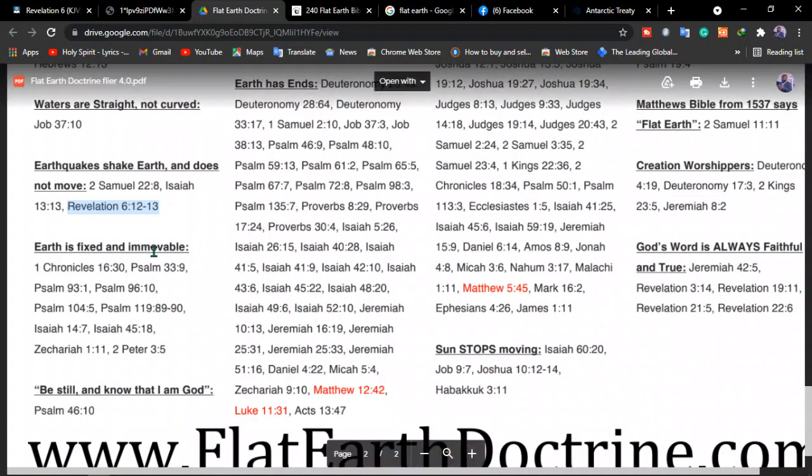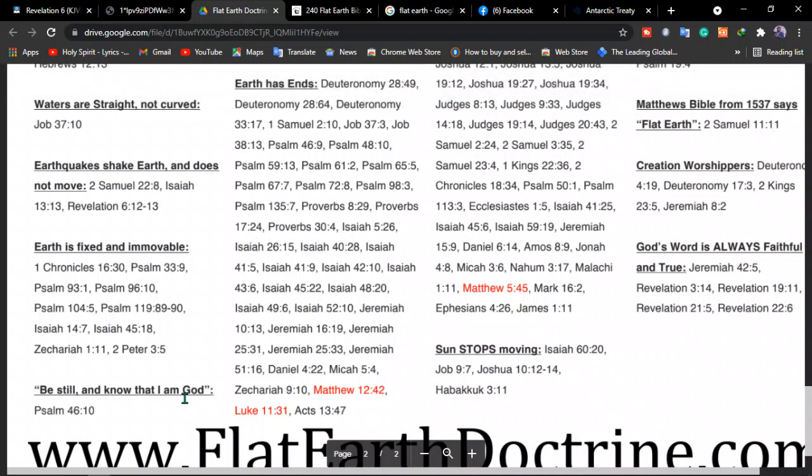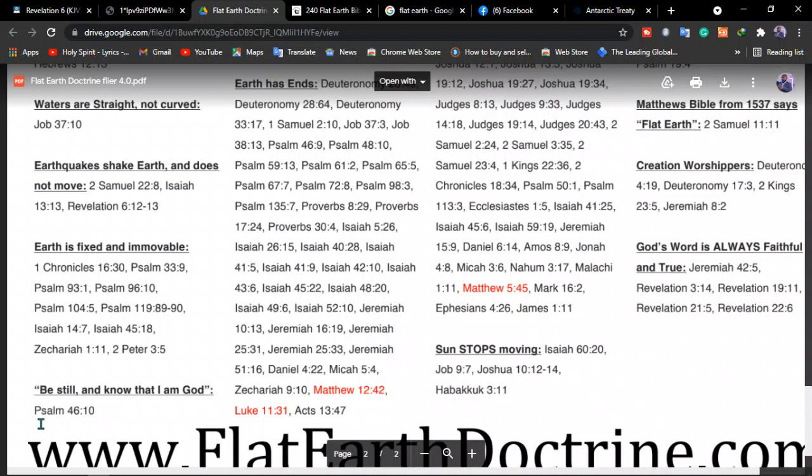The earth is fixed and immovable. Okay? I believe I had told you about the earth being fixed and immovable. That's what we started with. So I'm not going to read this. Now, the Bible tells us, be still and know that I am God. Why still? Because everything that God has created is still. Psalms 46 verse 10. I don't need to read that. It's already quoted here.